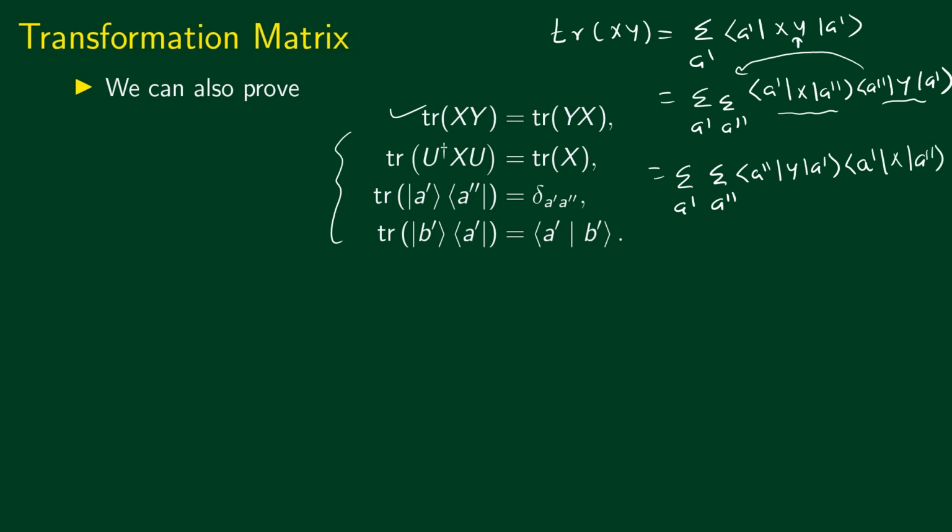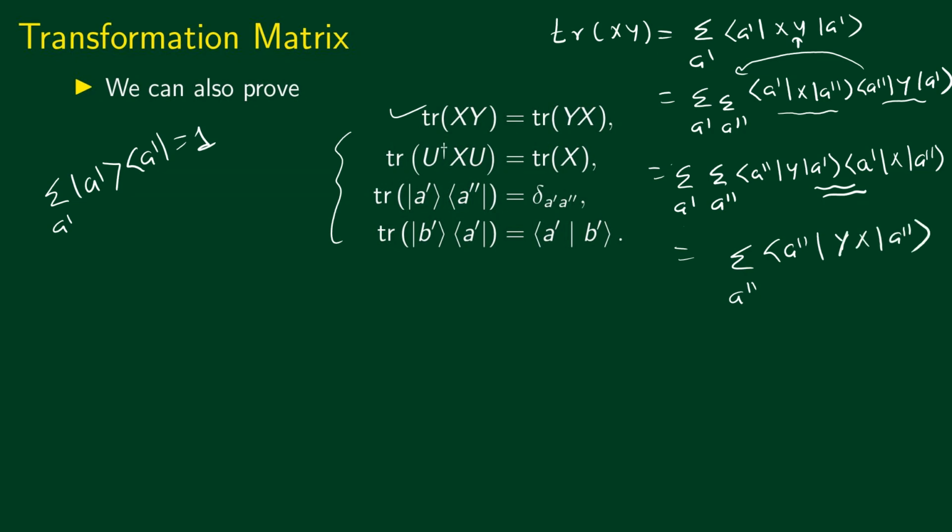Now what I do is that I carry out the sum over A prime. We can use this relation, sum over A prime, ket A prime bra A prime, is the identity operator. So the identity operator will reappear here, and I'll have sum over A double prime, bra A double prime YX ket A double prime. What is this? This is by definition nothing but the trace of YX. So we have shown that trace of XY is actually trace of YX.